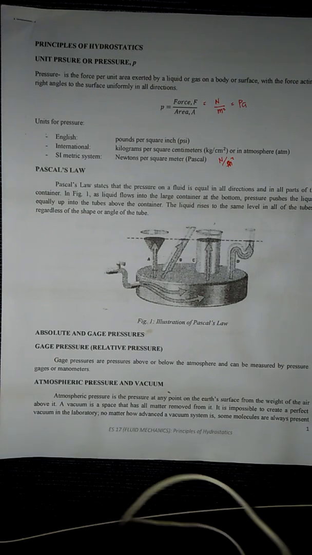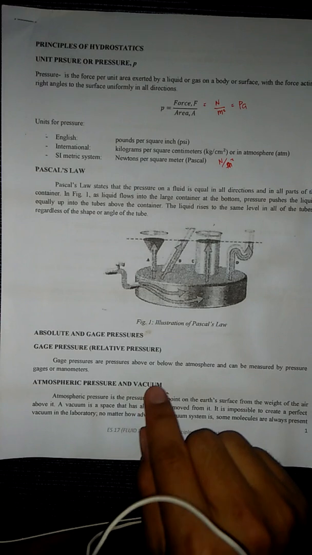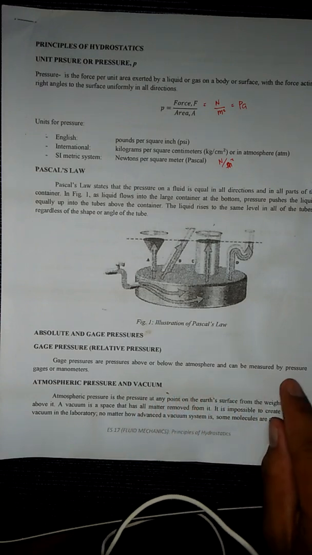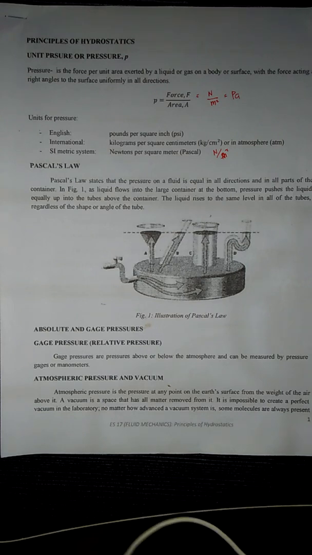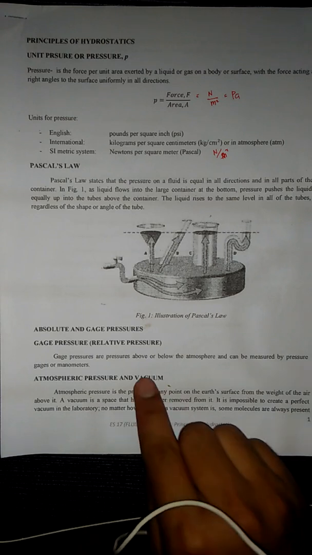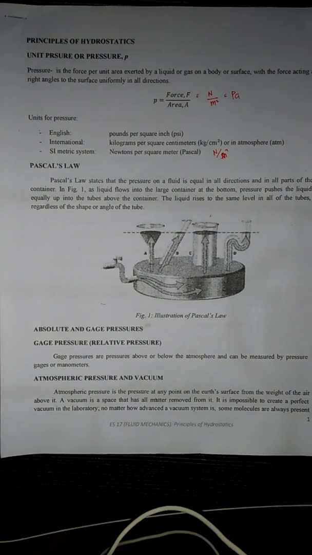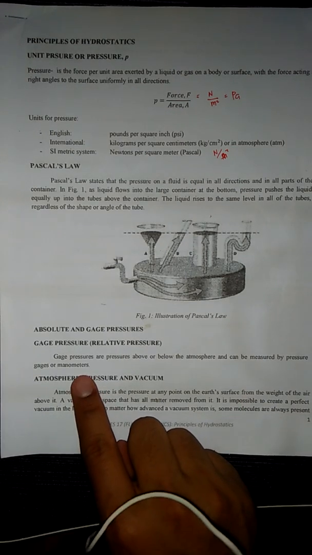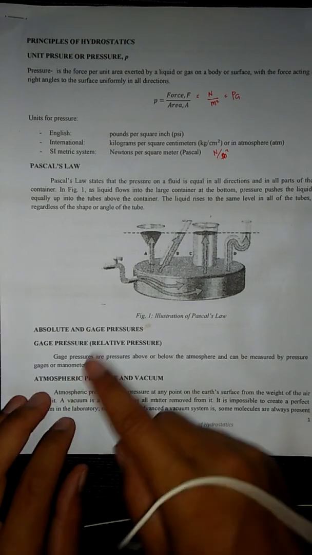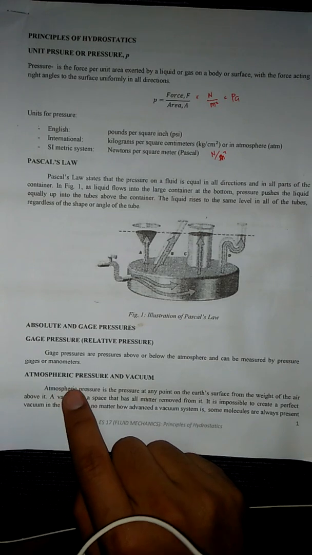At the same time, yung sa atmospheric pressure. So, gauge pressures are pressures above or below the atmosphere and can be measured by pressure gauges or manometers. So, sa gauge pressure, it is relative to atmospheric, or it is relative to the atmosphere. Pressures below or above the atmosphere. Tapos yung gauge pressure ay gina-measure ito through pressure gauge or manometer. Anyways, yung manometer na ito is pag-usapan din natin to in this video.